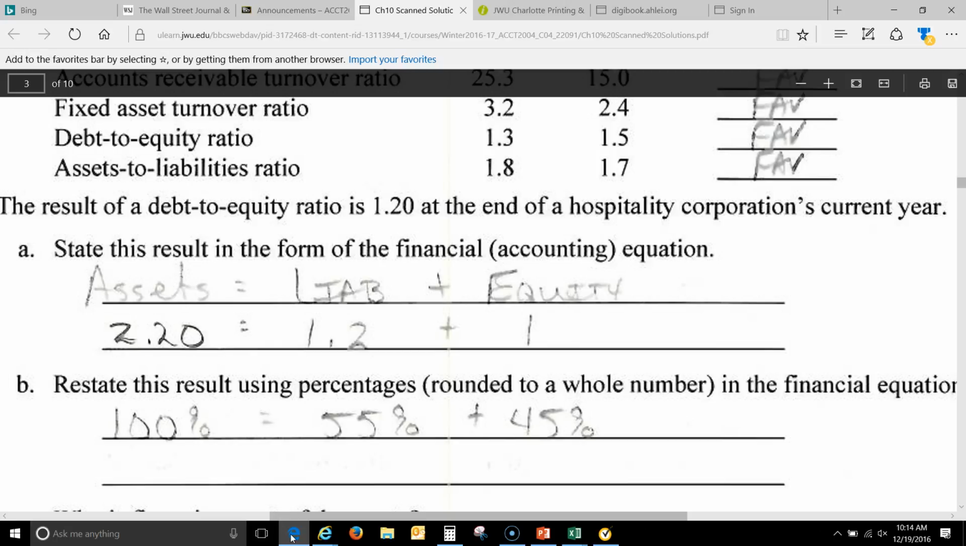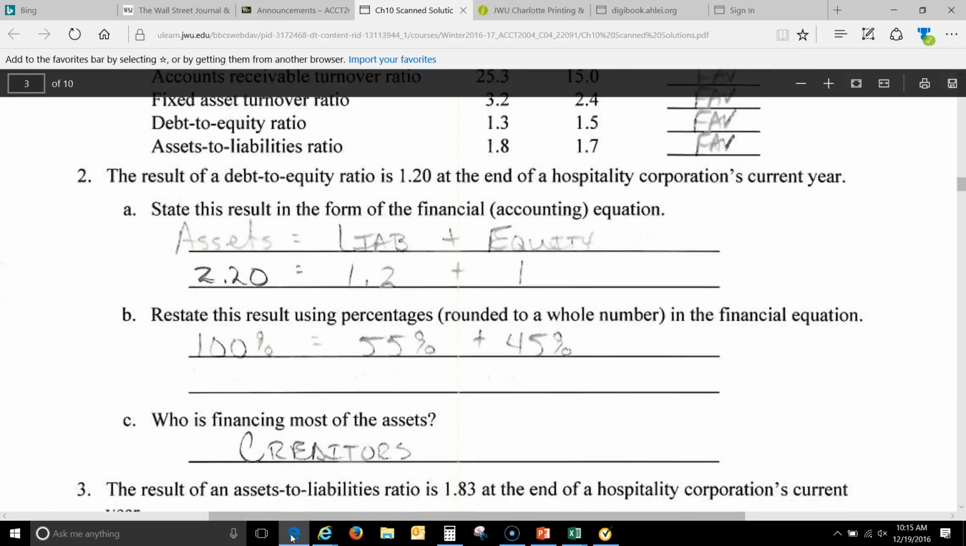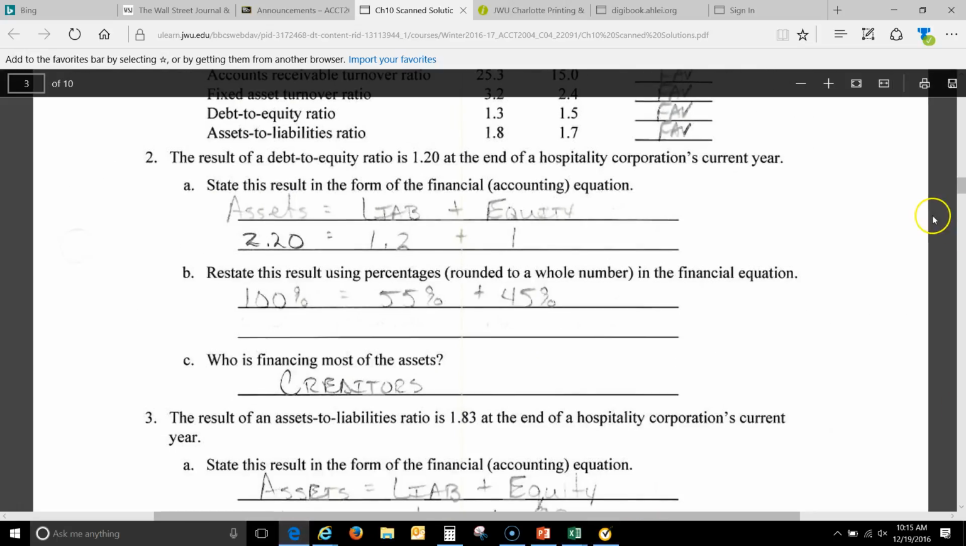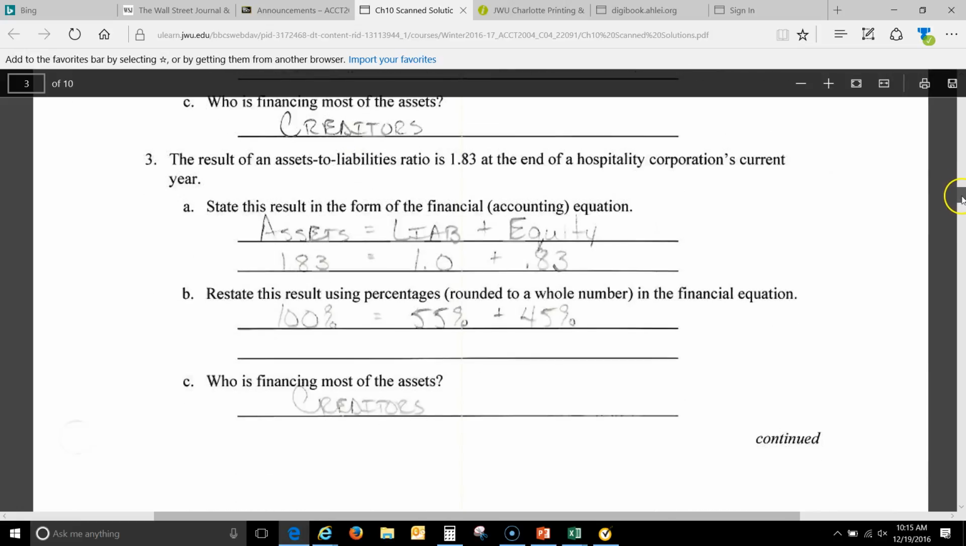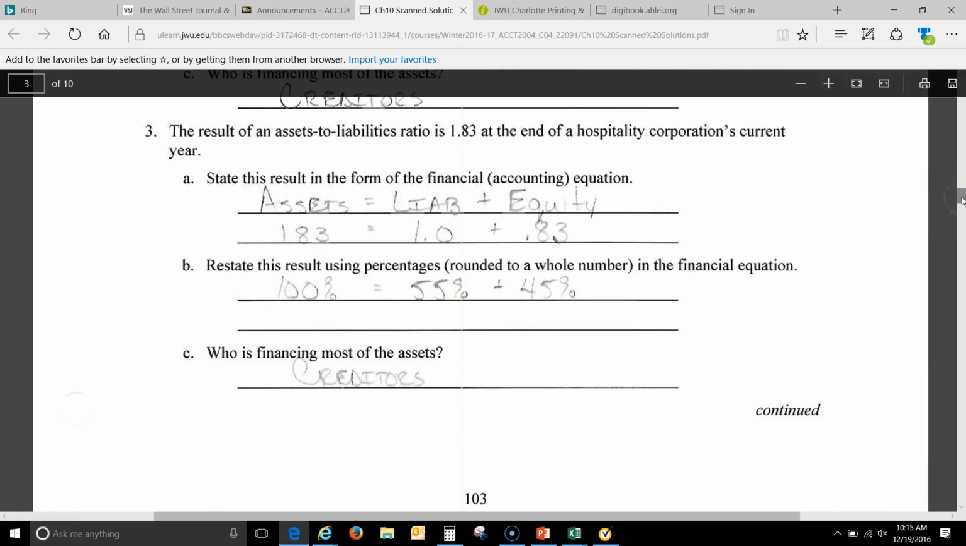Liabilities. So we're borrowing more. Is that good or bad? That's bad. Okay, I get it. Is this another one like it? Let's say assets to liability ratio. Yep. So this next one is assets to liability ratio.